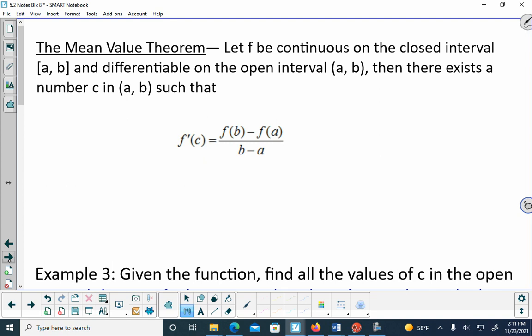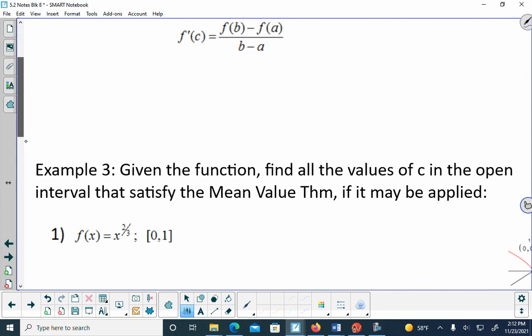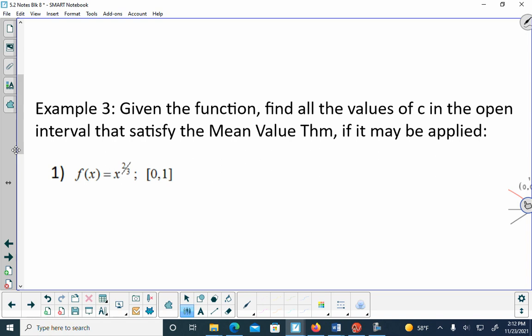Everyone understands that this is a slope, yes? The difference of the y's over the difference of the x's, that's a slope. So what I'm going to do is, given that the function, I'm going to find all the values of c in the open interval that satisfy the mean value theorem, if it applies.